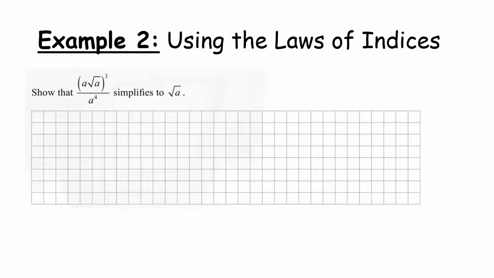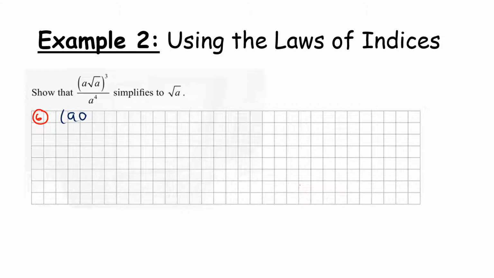So let's take a look at a second example. Show that a times root a, all to the power of 3, over a to the power of 4 simplifies down to root a. Again, I'm going to tell you as we use any of our rules. So the first thing I'm going to do is get rid of that square root, and that's going to be using law 6.